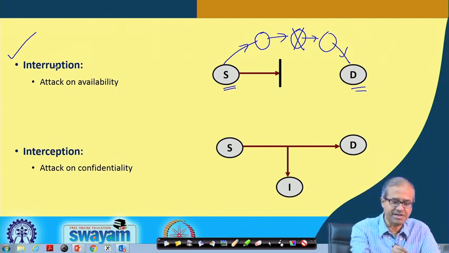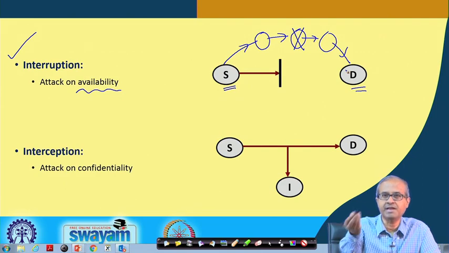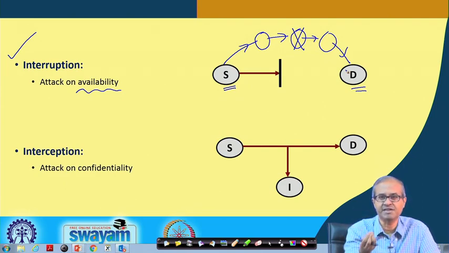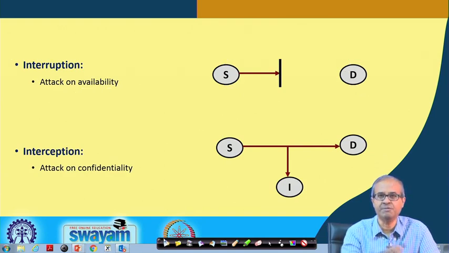Okay? So, interruption is an attack which is attack on availability. So, that you cannot contact the other side, the server may be providing you with some facility, it can be a web server, it can be a mail server, you are not being able to access it. So, it is an interruption on availability of some service.